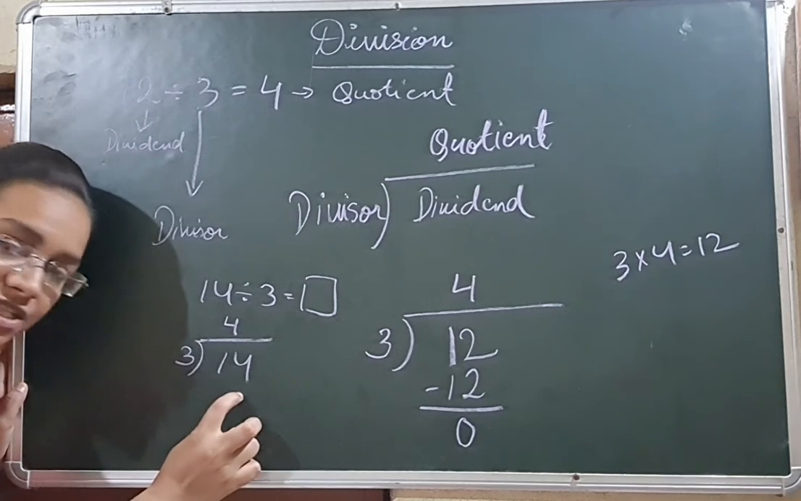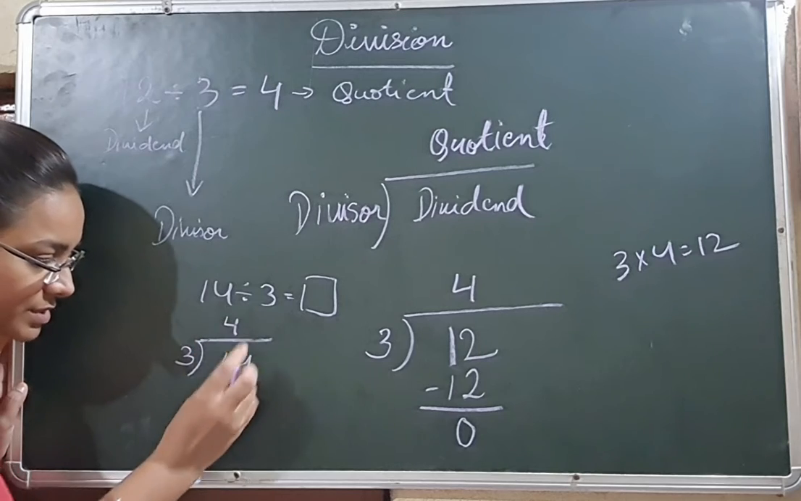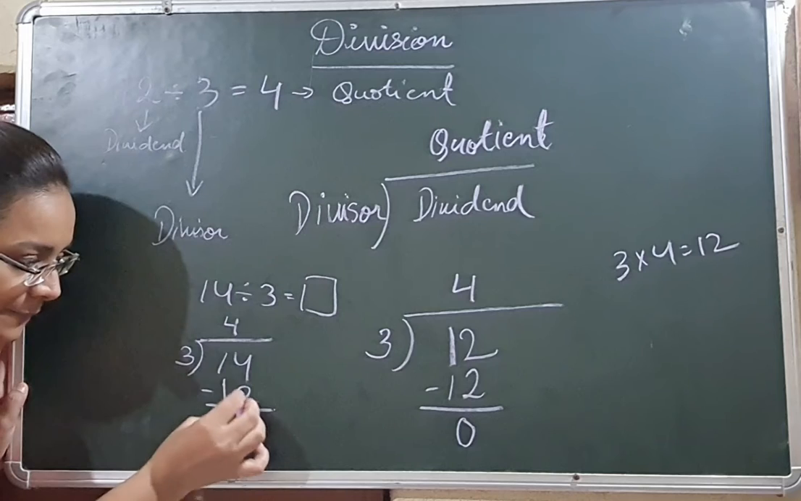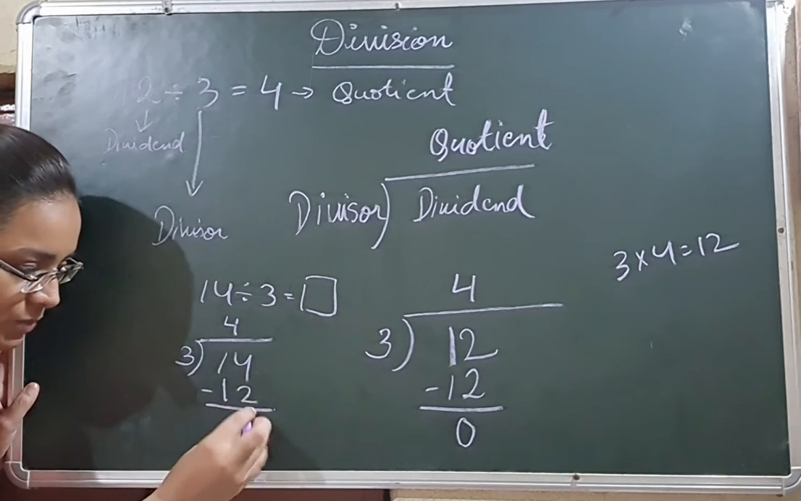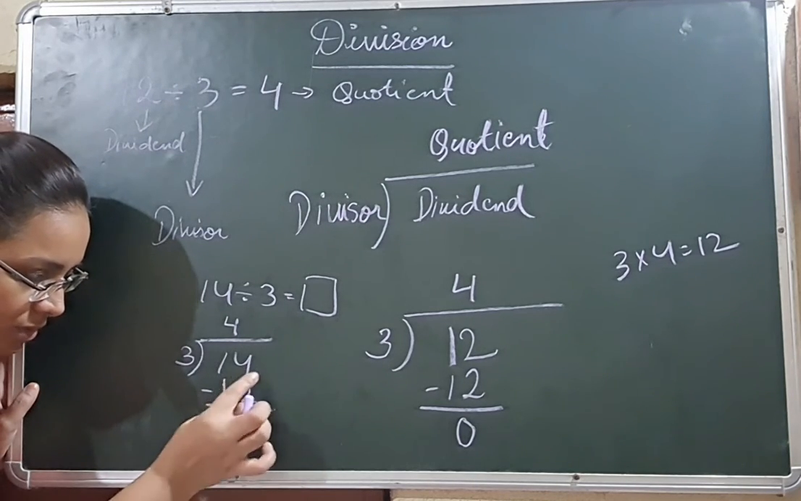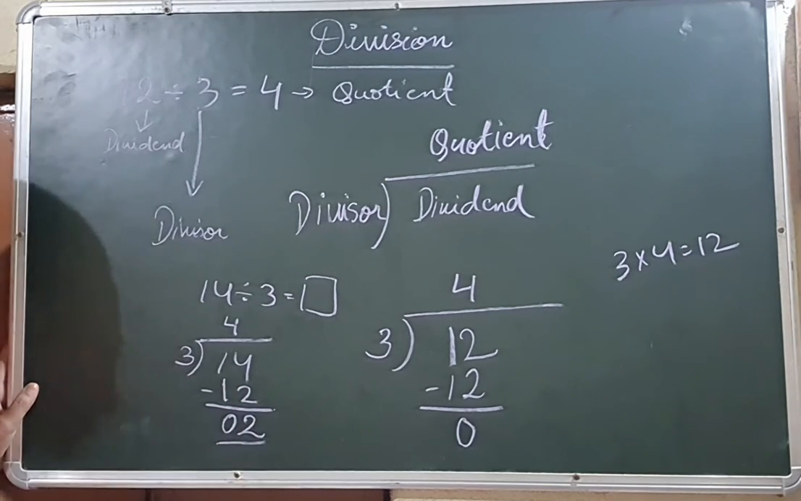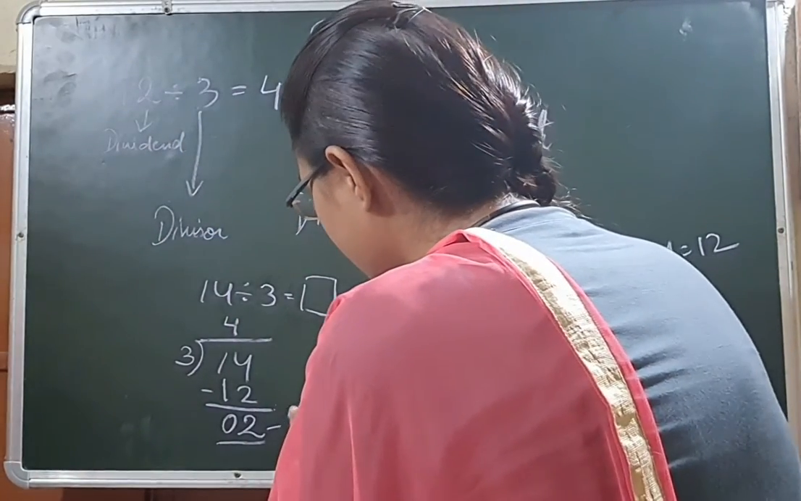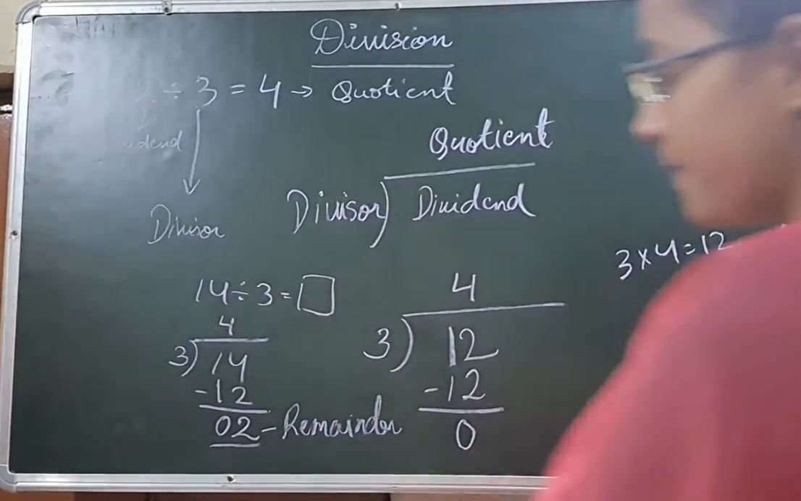Okay, and what you have to write? You have to write the product below the dividend. That is 3 4s are 12. When you have written this product, you have to subtract it. That is 14 minus 12 gives you 2. Or else 4 minus 2 is 2, and 1 minus 1 is 0. So what you have got here is your remainder. Okay, this is your remainder. Let us clear it more.